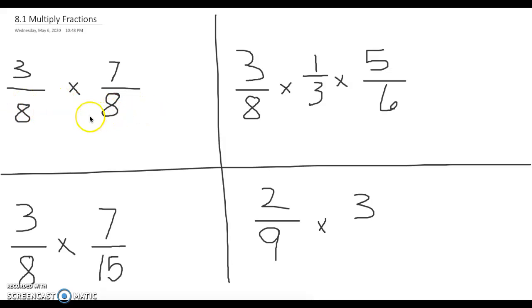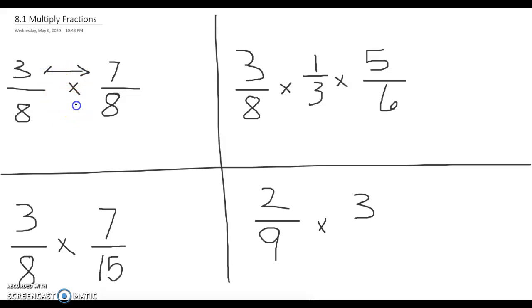So all we have to do is figure out if we can simplify the problem before we go ahead and multiply. Well, can 3 go into 8? No. Can 7 go into 8? No. There's no GCF there that we can use to simplify. So therefore cross canceling is not going to be here. When that's the case, you're going to simply just multiply across.